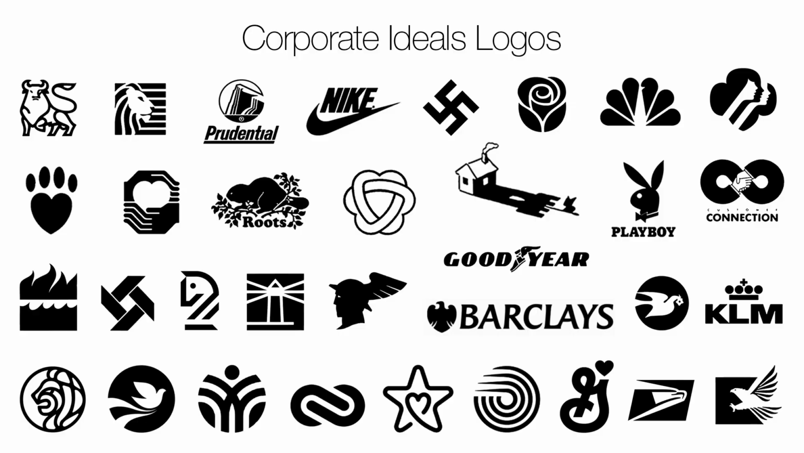Corporate ideals logos, first row only. Merrill Lynch Stockbrokers logo is a stylized bull. A bull market is where everyone makes money. Harris Bank uses a lion, king of the jungle, for superiority and leadership. The Prudential Insurance logo is the Rock of Gibraltar, a symbol of permanence. Their company slogan is, "As steady as the Rock of Gibraltar."